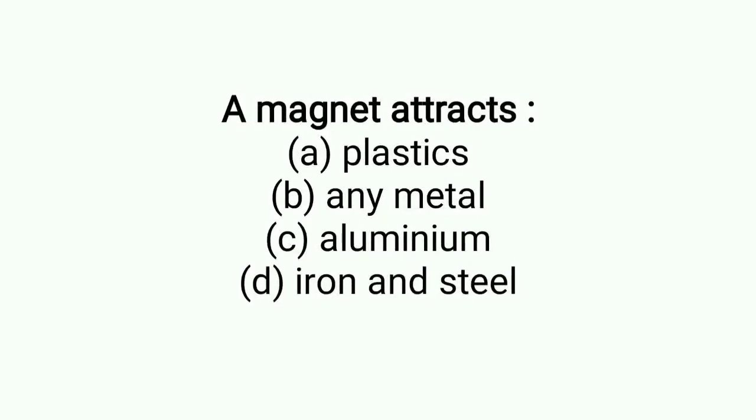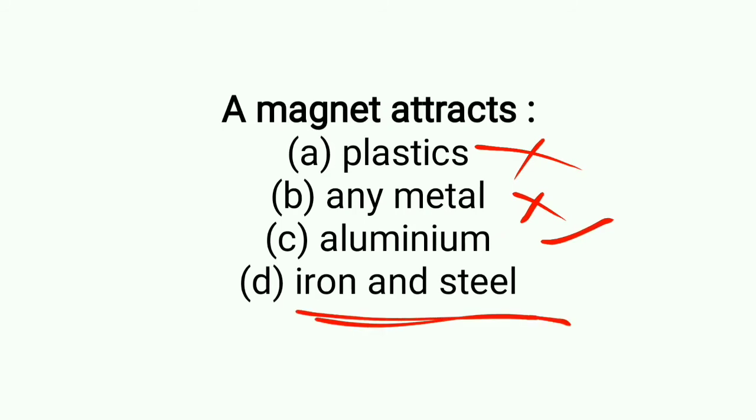A magnet attracts plastics, any metal, aluminium, and iron and steel. See, a magnet will not attract plastics. Any metal, no, not all metals are attracted by a magnet. Aluminium, okay, but here we have option D, iron and steel. So it will attract both iron and steel. So a magnet attracts iron and steel. So option D is the correct answer.